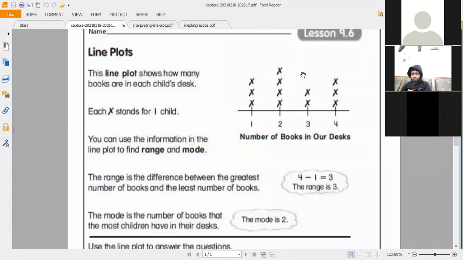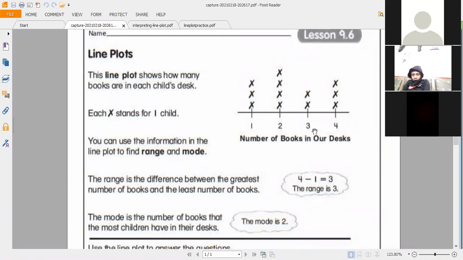We can know a lot of information from line plots. For example, the name of this line plot is number of books in our desks. Okay, how can I know which refers to the number of books? These plots or these numbers?